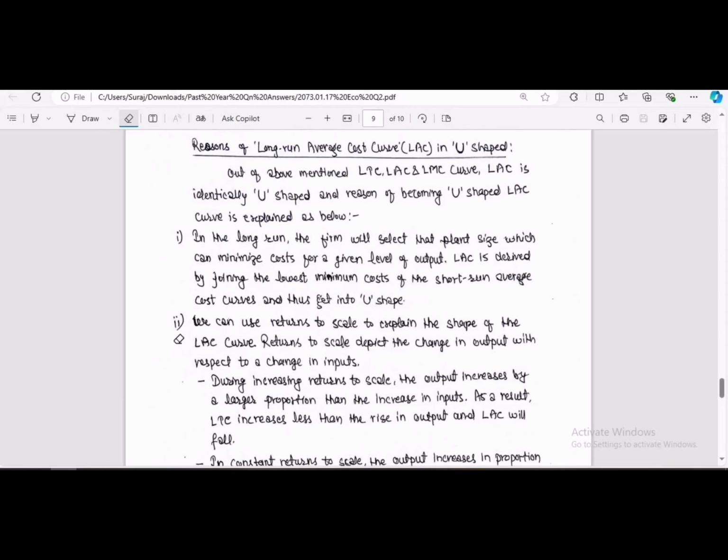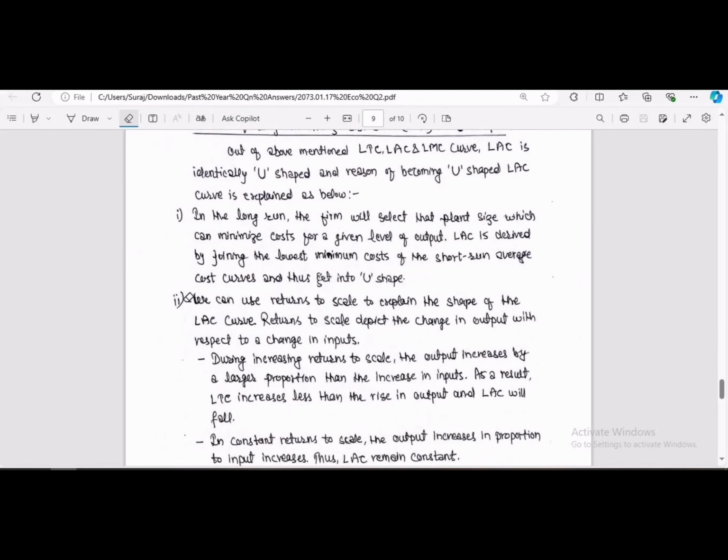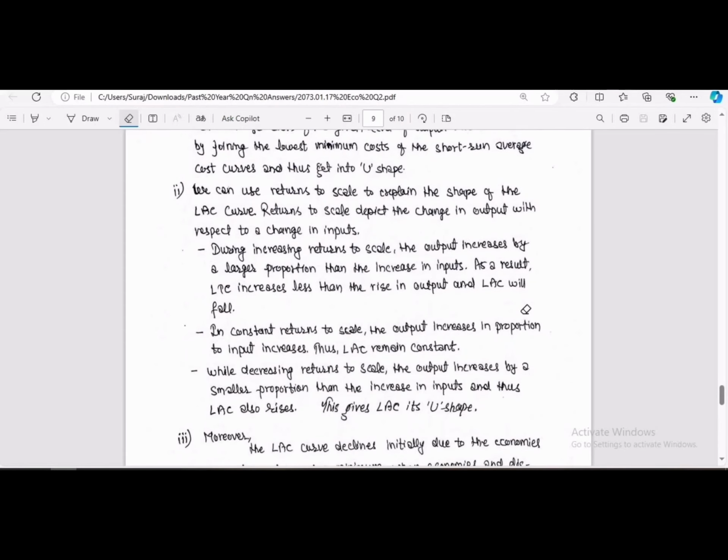Now the second point is related with returns to scale. So we can use returns to scale to explain the shape of the LAC curve. And what does returns to scale mean? Returns to scale depict the changes in output with respect to changes in input. And we know that there are three types of returns to scale, and it is the reason of getting the U-shape of LAC.